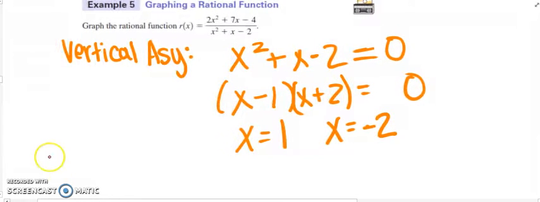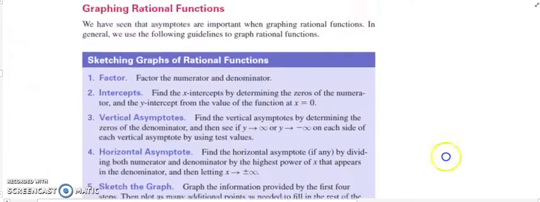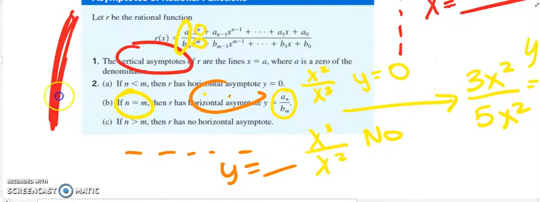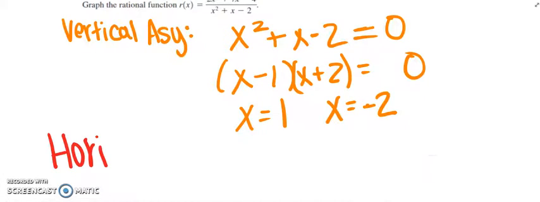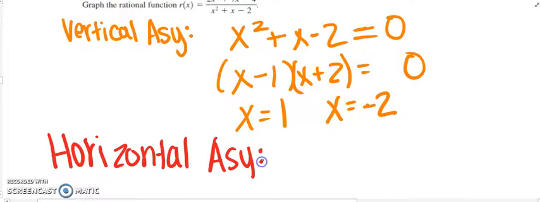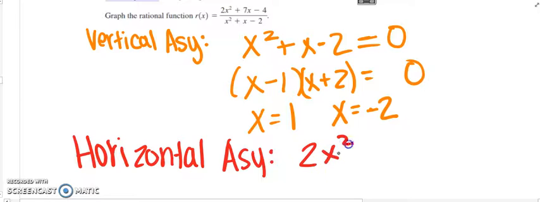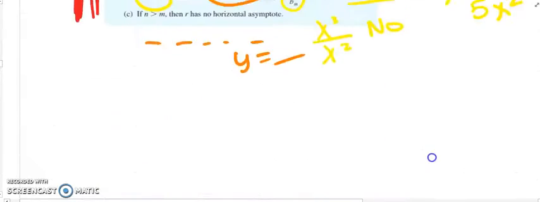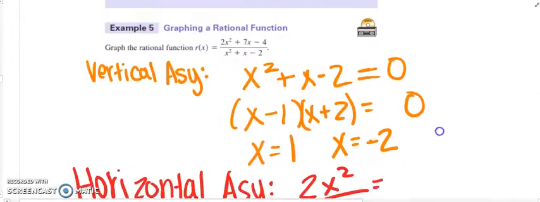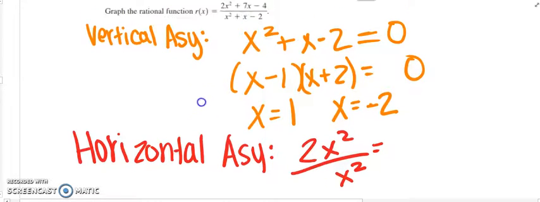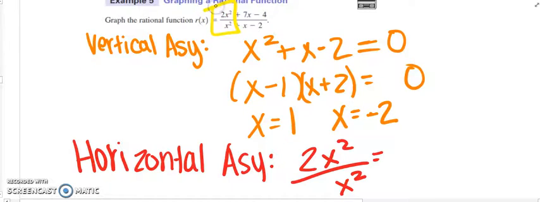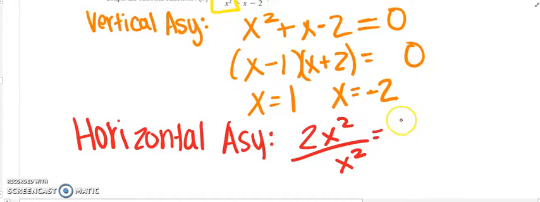Next, I need to find my horizontal asymptote, and that's where you remember those three rules. Seriously, this box right here, star that. You need to come back to that. You basically need to have that memorized. So for vertical asymptote, you set the denominator equal to 0 and solve. For horizontal asymptote, you look at the leading terms. Here my leading terms are 2x squared and 2x squared. They're the same degree, both 2, which falls into that middle category, so you look at the coefficients. Right here I have 2x squared over x squared, and my leading coefficient simplified to 2 over 1, or 2.